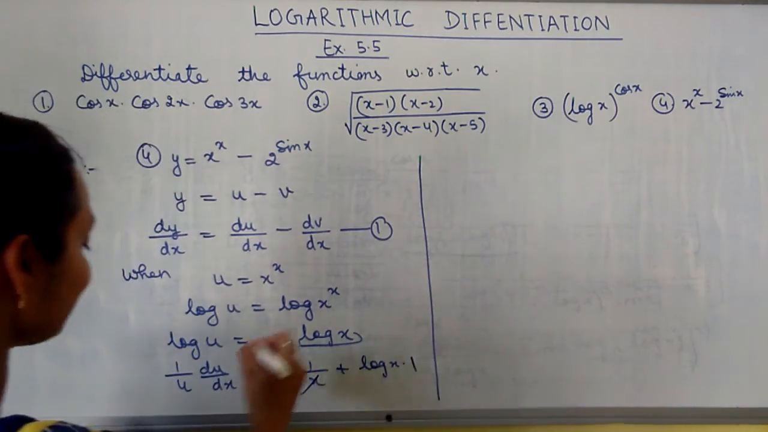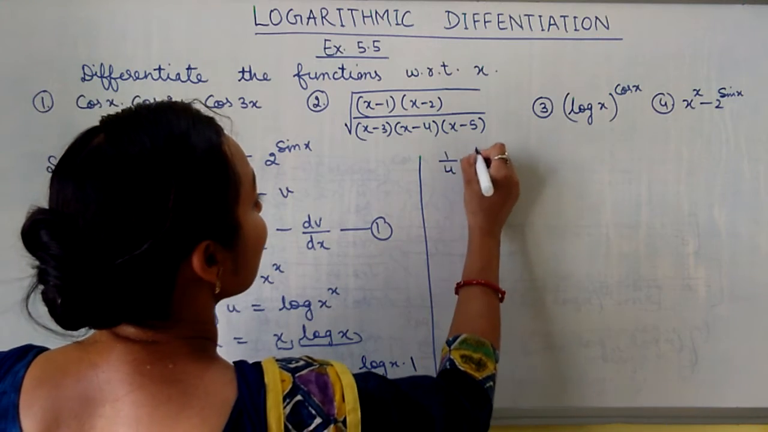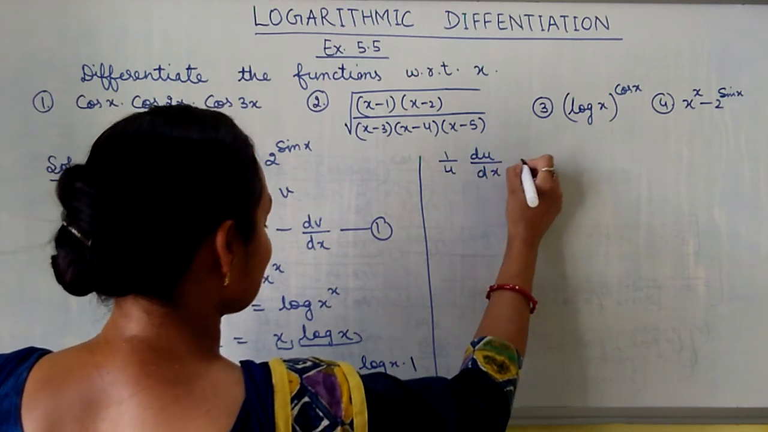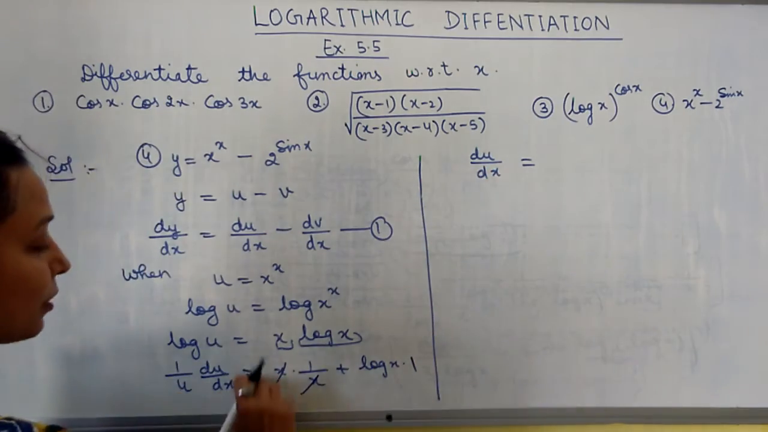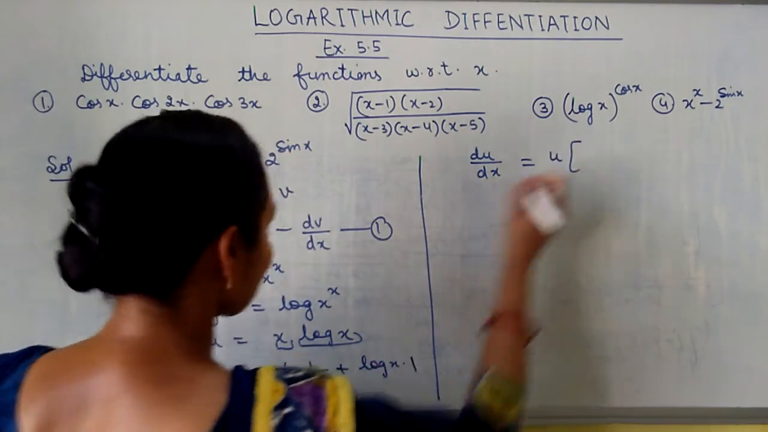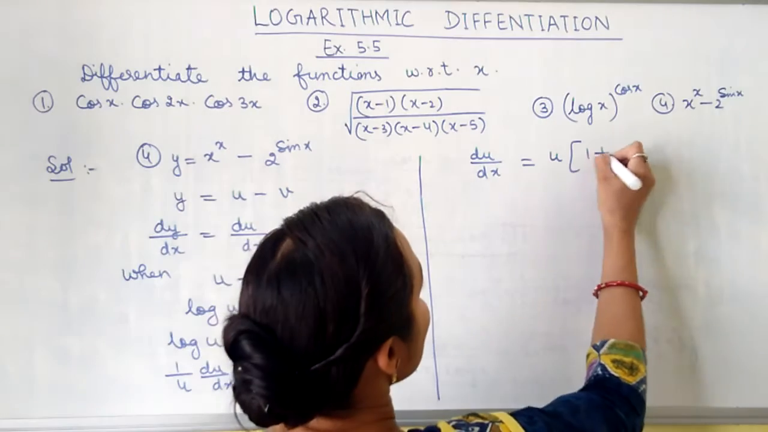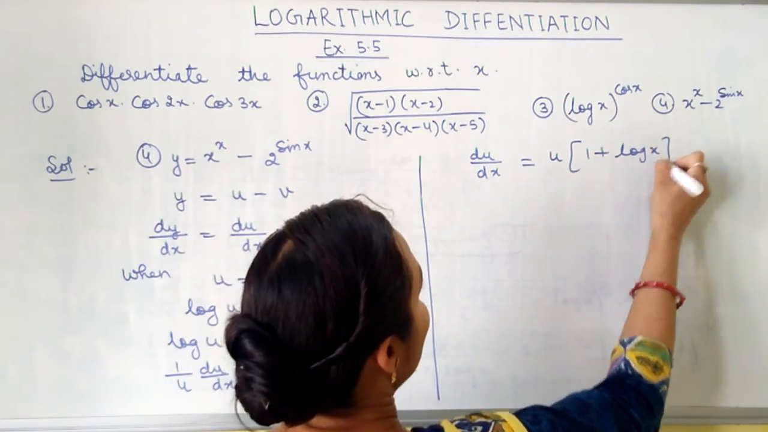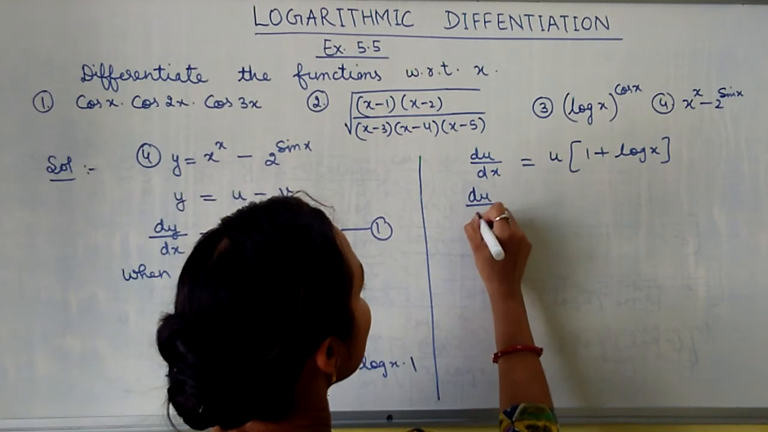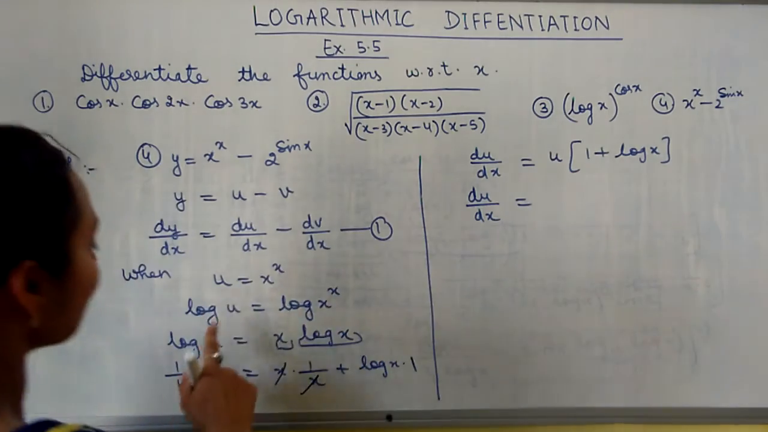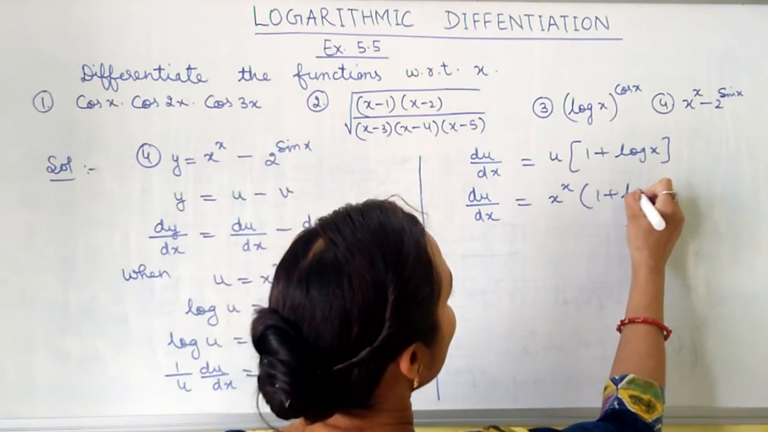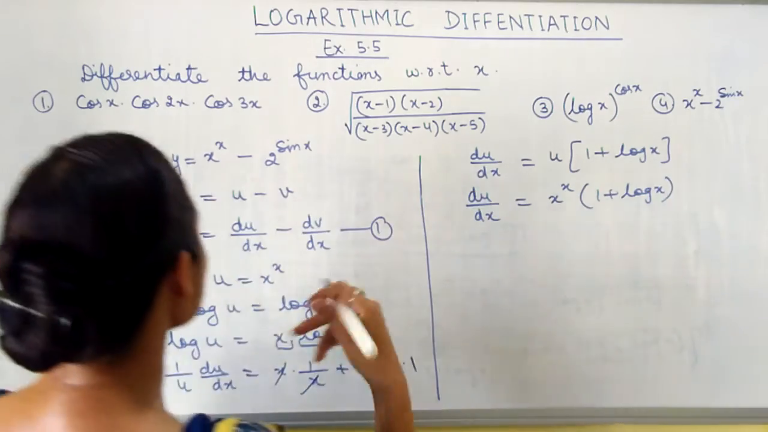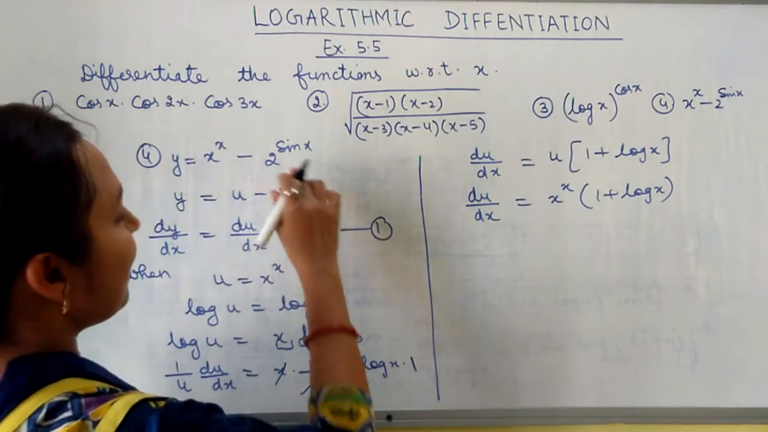We will have 1 upon u du upon dx equals, I will take this u to the right hand side, 1 plus log x. I will put the value of du upon dx. What is the value of u? That is x raised to power x. So du upon dx is x raised to power x times 1 plus log x. Okay, now come to the next part, v.